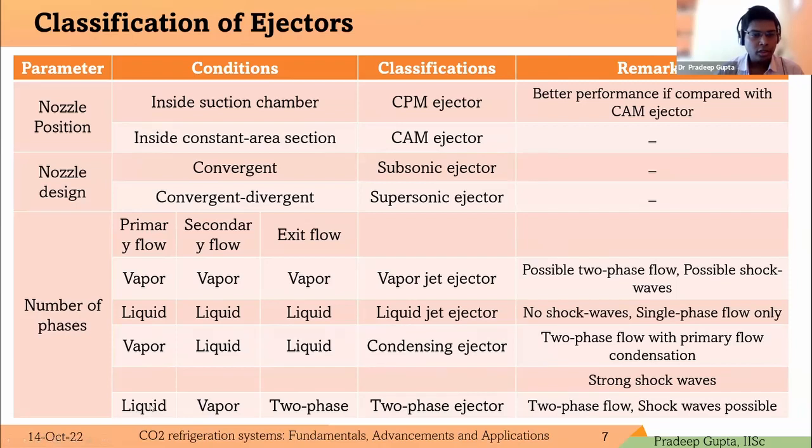In the last one, when the primary flow is liquid, the secondary is vapor, and the exit flow is two-phase, the ejector is classified as a two-phase ejector, and shock waves are possible based on the geometrical and operating parameters for these cases.